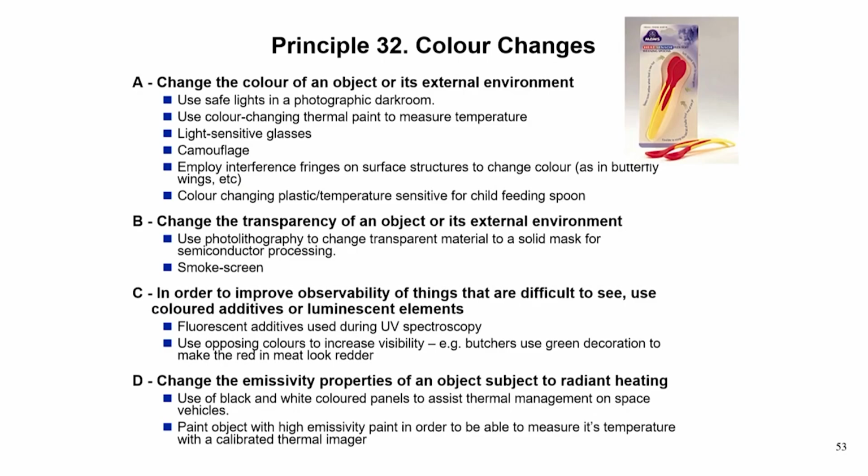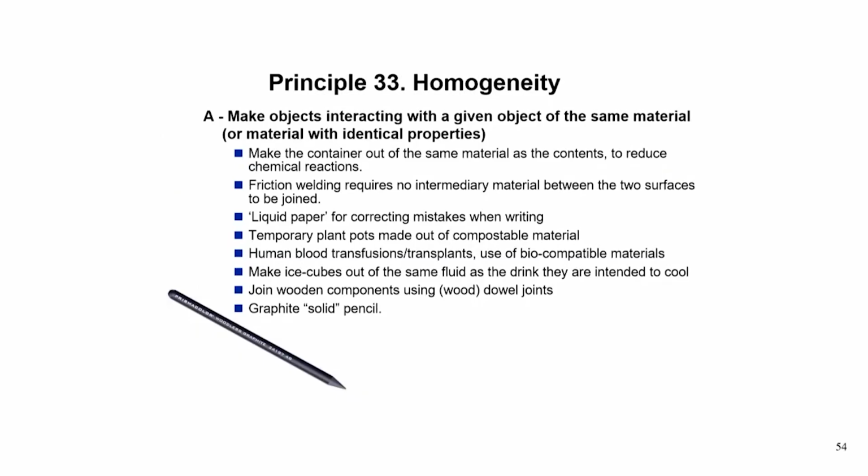Okay. Now, from here I will go to a new principle, principle 33, which is the principle of homogeneity. So, the principle of homogeneity tells us to make objects interacting with a given object of the same material, that is important here, or material with identical properties. I will give you some examples. Make the container out of the same material as the contents to reduce chemical reactions between the two things.